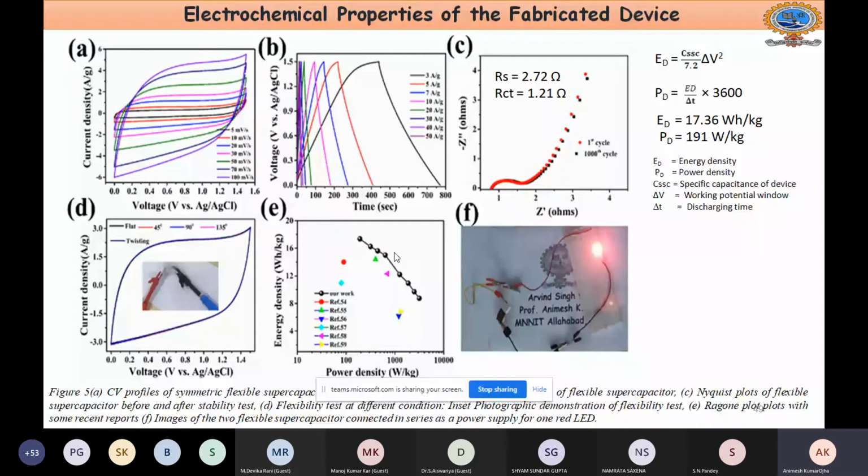In order to see the real application of this device, we illuminated a red color light emitting diode by charging the device for only a few seconds. I think it's 15 or 20 seconds. We charge the device, and this charged device illuminated the LED for 5 minutes.